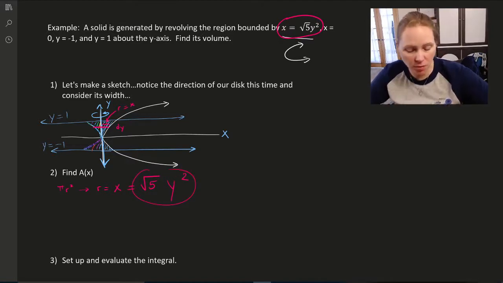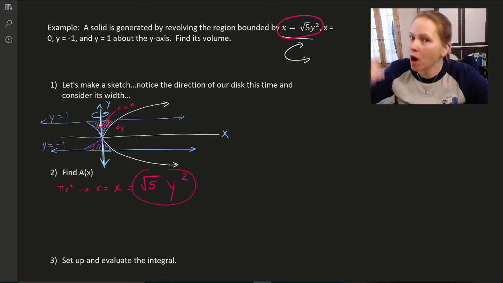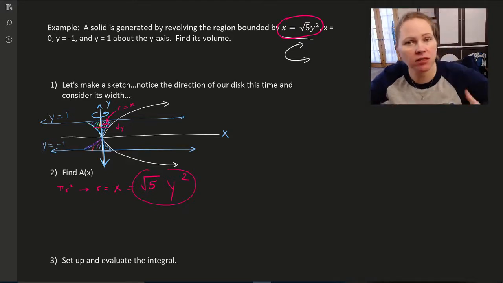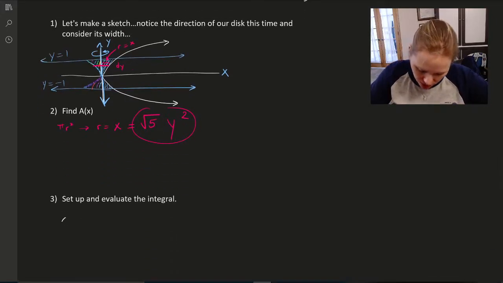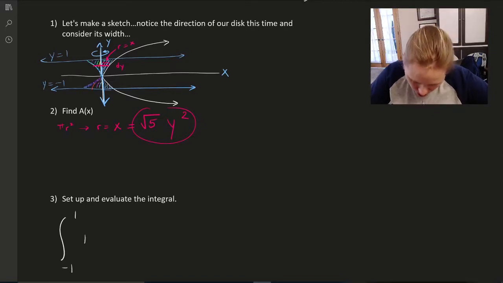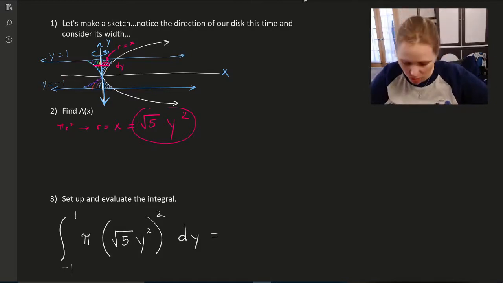So I'm going to set this up, and it's going to be a dy setup. And I'm going to integrate from y value to y value. So now my limits of integration are also going to be the y numbers. So here I'm going to go from -1 to 1. So when I set up my integral, -1 to 1 pi, and then r is square root of 5 y squared dy. Now I can also integrate this one by hand.